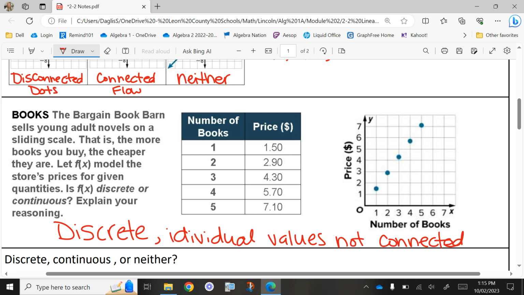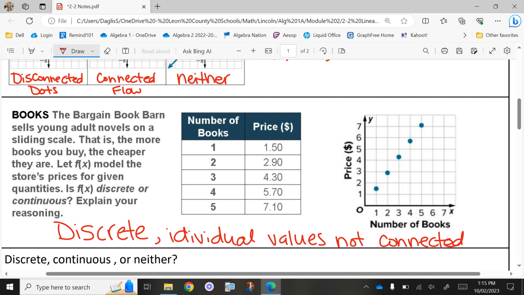If you buy 1 book, this is the price. If you buy 3 books, this is the price. And like, that's it. There's no in-betweens, okay? So this is an example of discrete. Bonus question, would you call it continuous or not continuous? Does it show that it goes forever? This one would be non-continuous because it only gave me 5 points. And I can't do more than what it tells me. So that was just like a bonus question.